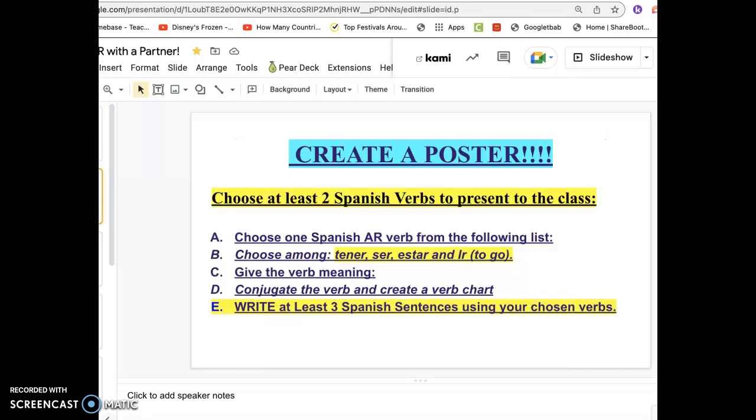Click on the next slide here. Create a poster. So basically just use basic paper, choosing at least two different Spanish verbs to present this information to the class. It'll more than likely just be the row of people you're in. Choose one Spanish verb from the following list.